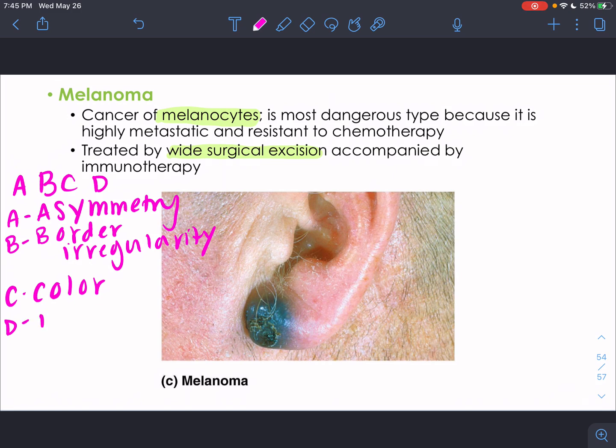And then D stands for diameter. If it's larger than 6 millimeters, which is the size of a pencil eraser, that is a sign that it may not be good. Okay, so those are the things you want to look for. And it's really important that if you have spots that may be melanoma, you catch it early, because the earlier they can cut that cancerous tissue out, the better chances you have at beating it.